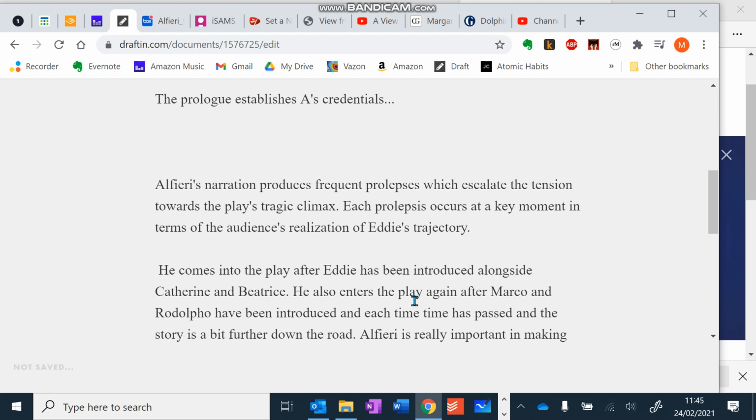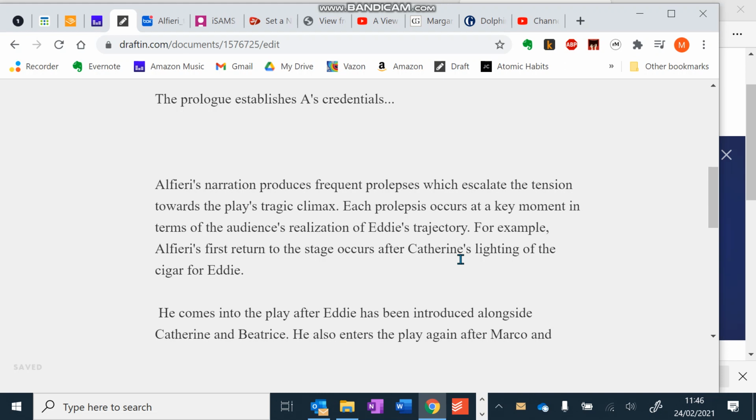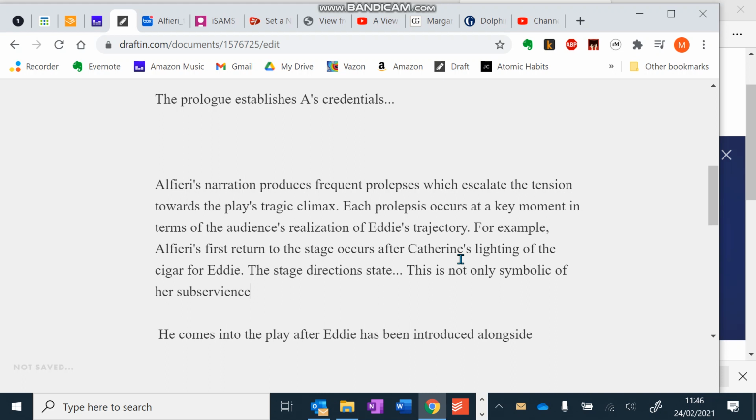Okay, so that's kind of an extra sentence, but what that's going to do is let me do more with these two examples. So for example, Alfieri's first return to the stage occurs after Catherine's lighting of the cigar for Eddie. Now I'm going to leave a bit of analysis here just because you get the picture. So the stage direction states, and you can put in something there. This is not only symbolic of her subservience to the patriarch, but, and you could talk about the Freudian connotations of the cigar.